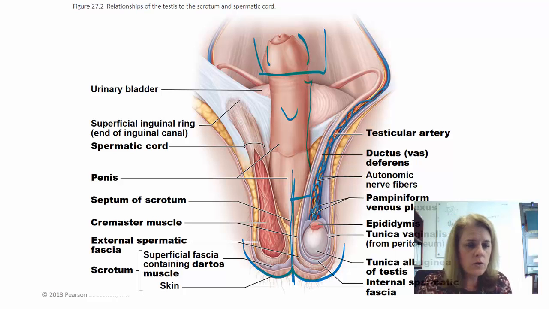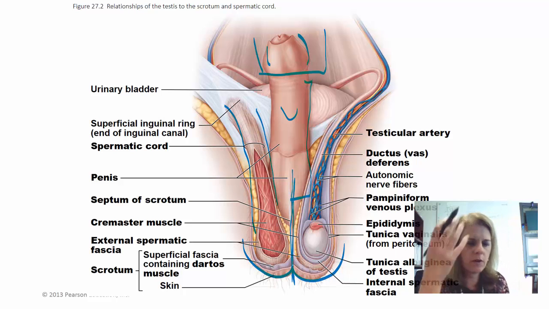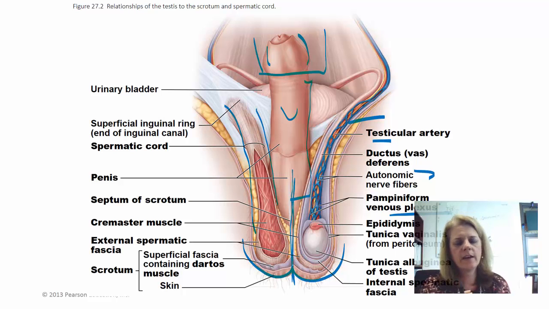The spermatic cord. Here is the spermatic cord coming from the abdominopelvic cavity down into the scrotum, and here we've cut it away, so you can see that you've got vasculature. There's a testicular artery, and then you've got some nerves, and then you've got these veins. Notice how these veins form a plexus that surrounds the artery.